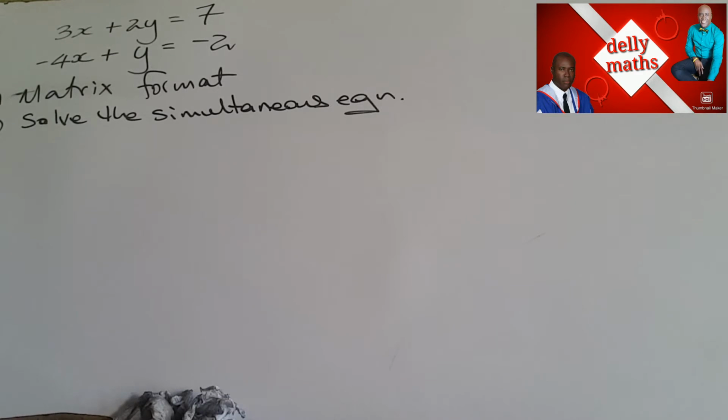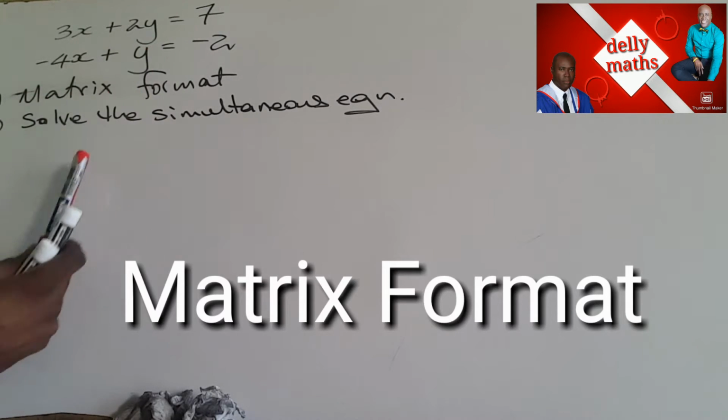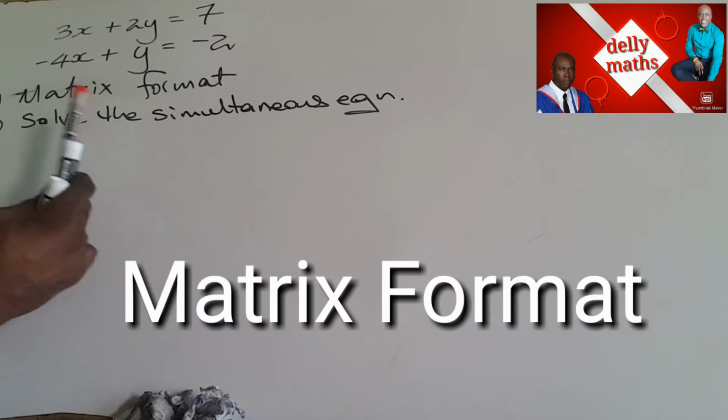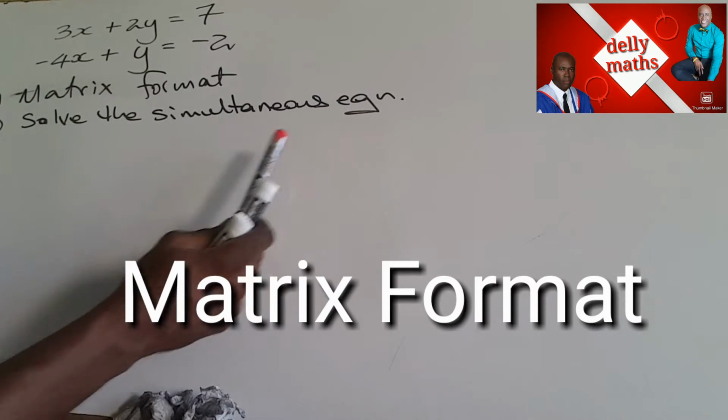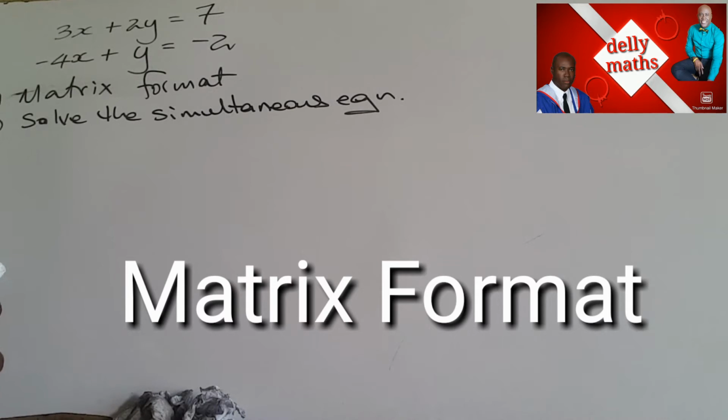First thing, we want to write it in the matrix method. Then we're going to use that to solve the simultaneous equation. Alright, so firstly, the matrix method. In the matrix method, we are just going to focus on the coefficients of the variables, and we're going to put them in a 2 by 2 matrix.